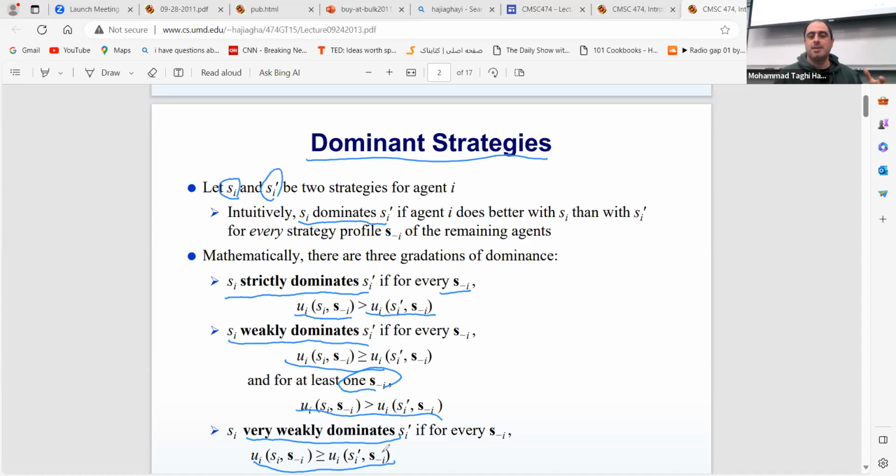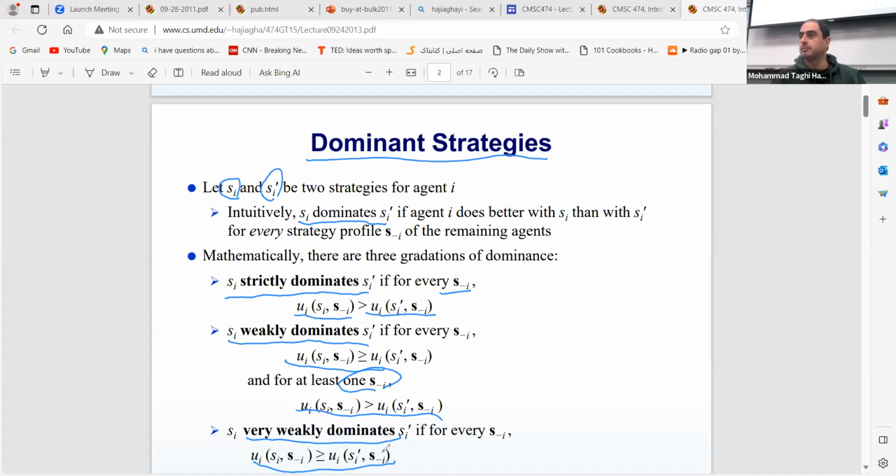In some sense, all of them make sense. You want strictly dominated, where it is always better, but that is maybe too much to ask. Weakly dominated is the regular one, where you do at least as well every time, but in at least one case you're better off. Very weakly means that you are just not worse off than with the other.